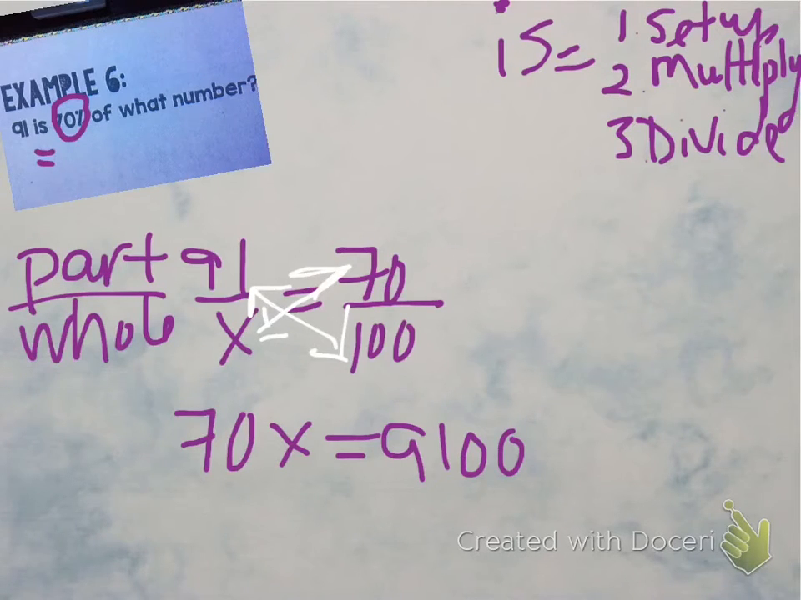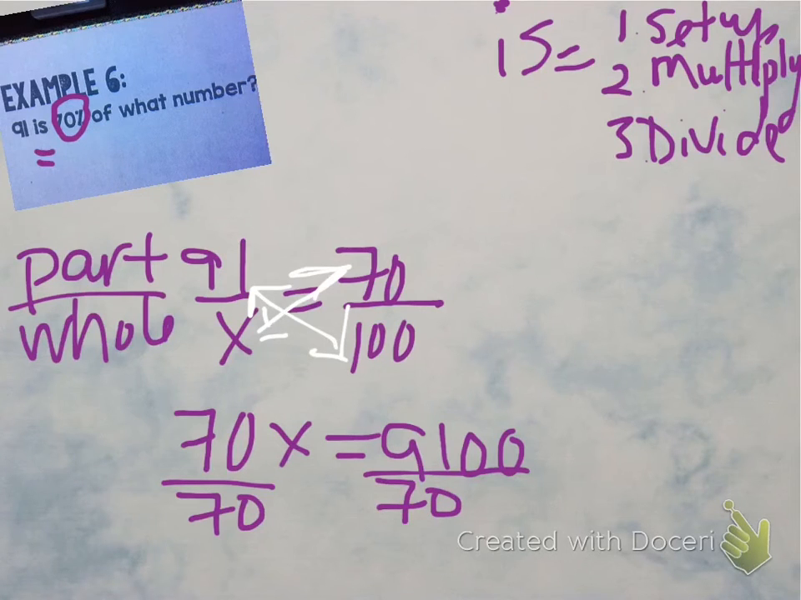If you want to do long division or long multiplication, you're more than welcome to. It's just an easy little trick so that you don't have to worry about a whole bunch of zeros going into multiplying. So our next step, our third step, was to divide. I'm going to divide each side by the number in front of the X, which is called the coefficient. So I'm going to divide 70X by 70. And what I do to one side, I have to do to the other.